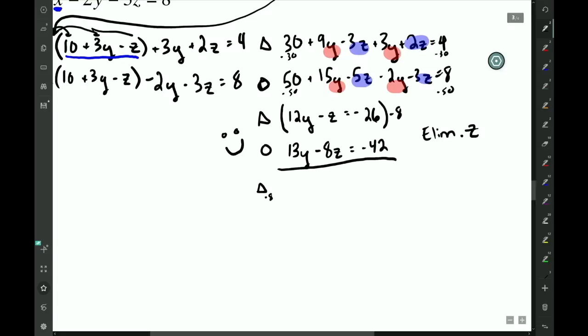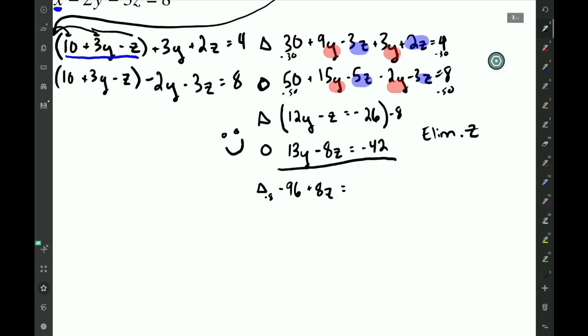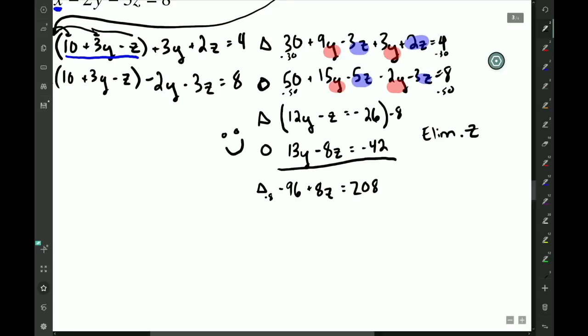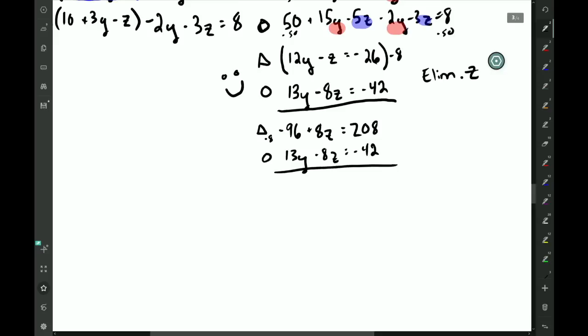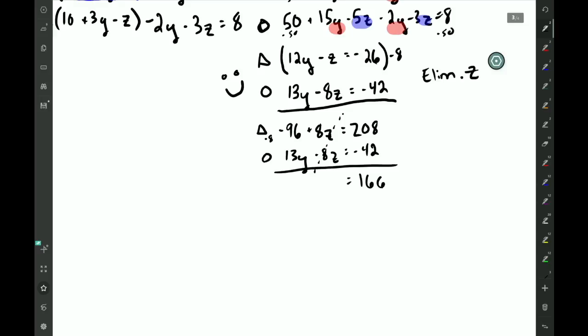triangle with -8 is then -96y plus 8z is equal to 208. You might be saying these are big numbers, but it's really going to be okay. Down below, I still have 13y minus 8z equals -42. Hopefully solving these is getting to be a little quicker for you. 208 minus 42 gives me 166 is equal to, the 8z's are going to cancel out, and -96 plus 13 is -83.